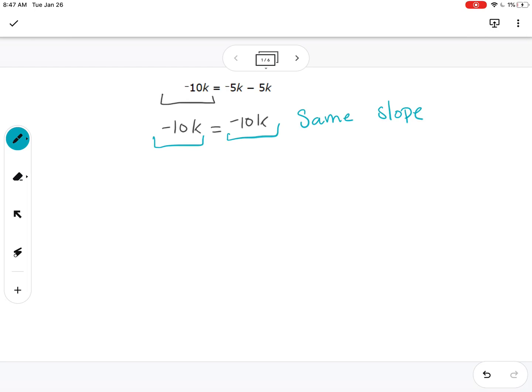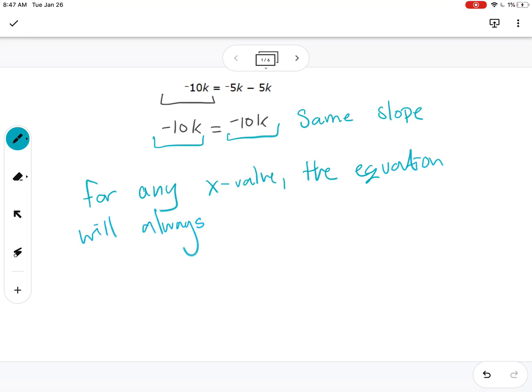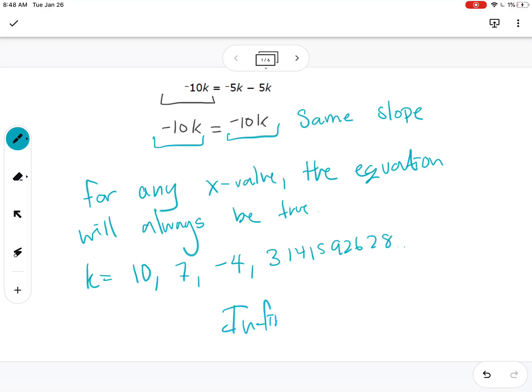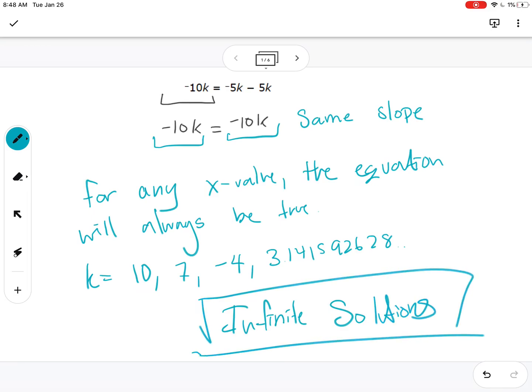Because the left-hand side is equal to the right-hand side, this means for any value, the equation will always be true. It doesn't matter if you say k equals 10, 7, negative 4, 3.141592628. It doesn't matter. You're going to get the same stuff on the left and on the right. You're going to get equality. So for this specific equation, you have infinite solutions. Any value of k will work. It'll make the equation happy.